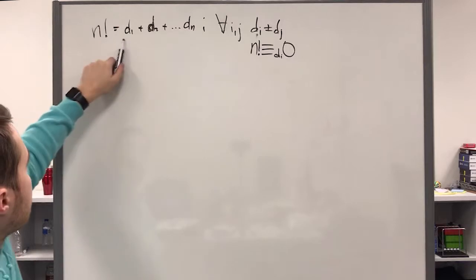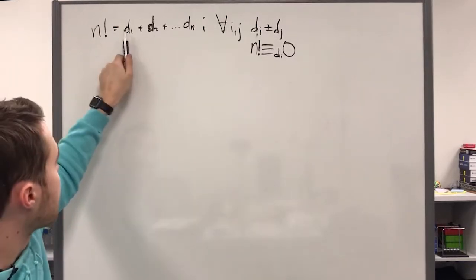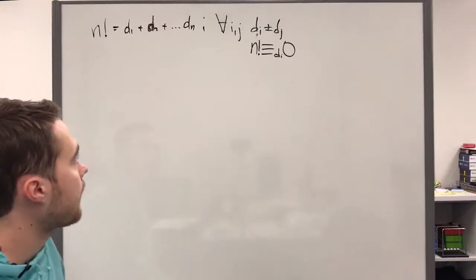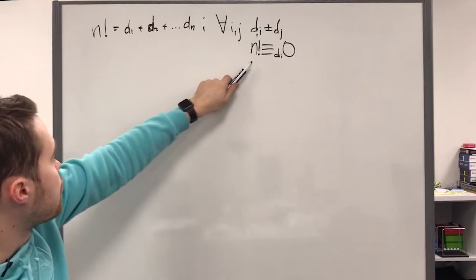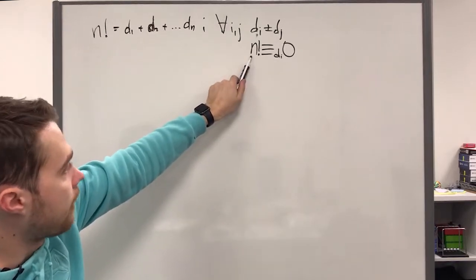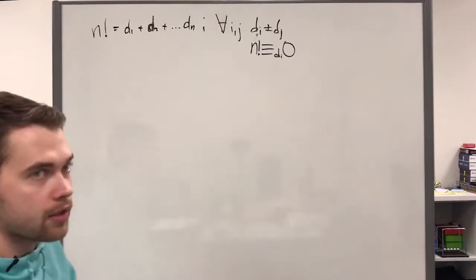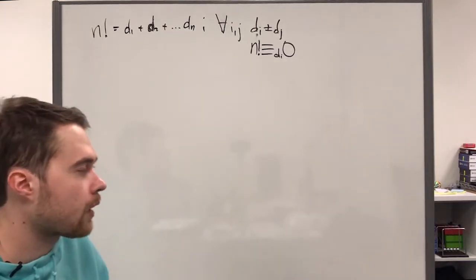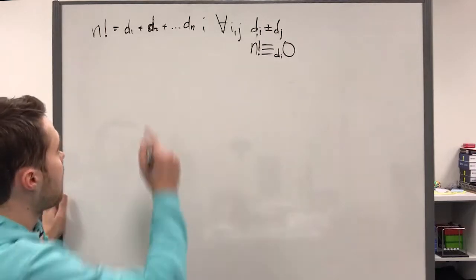So again, n factorial is equal to d1 plus d2 plus d3, and so on up until dn, because there are n numbers. Each one of them is different, and also each one of them is a divisor of n factorial. Okay, so I can divide n factorial by any one of them, and the remainder will be equal to 0. Awesome, cool. So proof by induction. Okay, so the first step is the base.